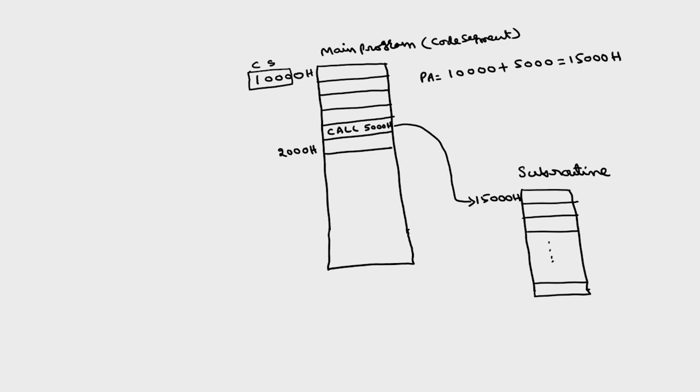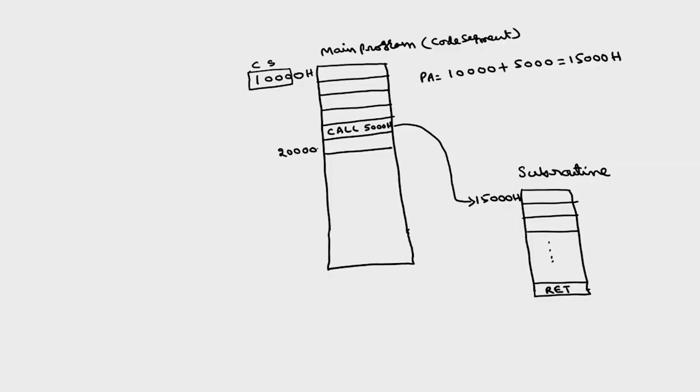It will execute this. After the execution of the subroutine, it has to return back to the main program. This is the difference between the interrupt and this main program, this subroutine. So, it has to return back; the last instruction of the subroutine is return. So, how does the microprocessor know that? It has to return to the instruction which is next to the call instruction, which is this 20,000 H, say physical address 20,000 H.